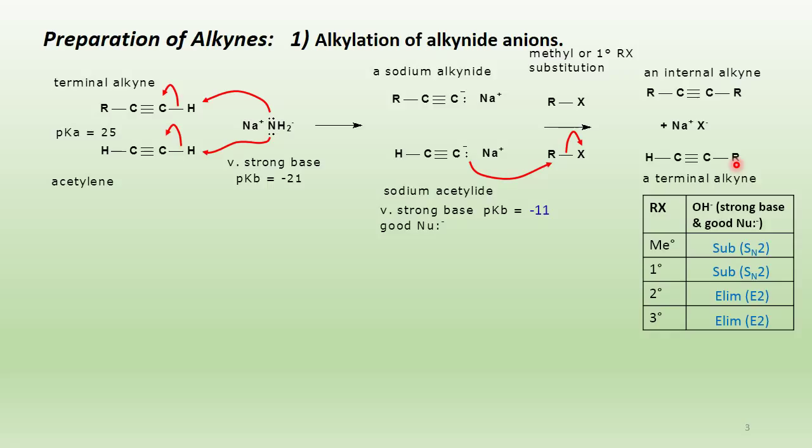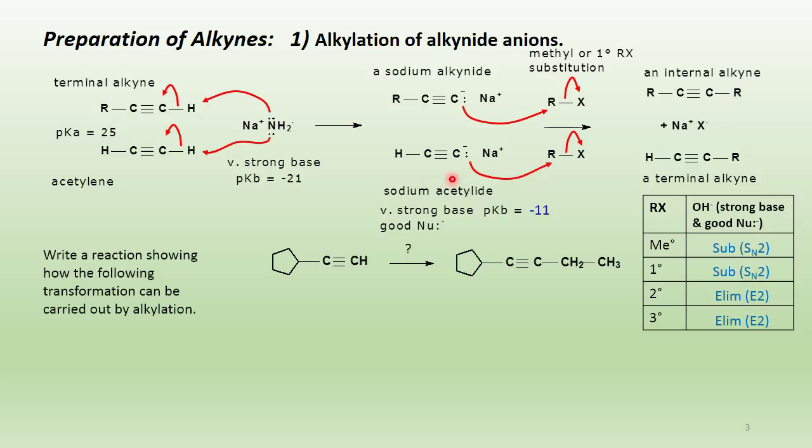In the case of acetylene, it's still terminal because it has another terminal hydrogen on it. In the case of all other alkynides, the same reaction occurs, a substitution reaction. The alkynide replaces the halogen, and we'll wind up with a longer alkyne. In this case, it's internal. Well, let's get a little bit of practice with this. So write a reaction showing how the following transformation can be carried out by alkylation.